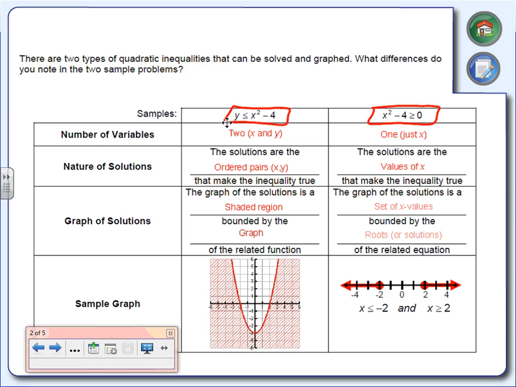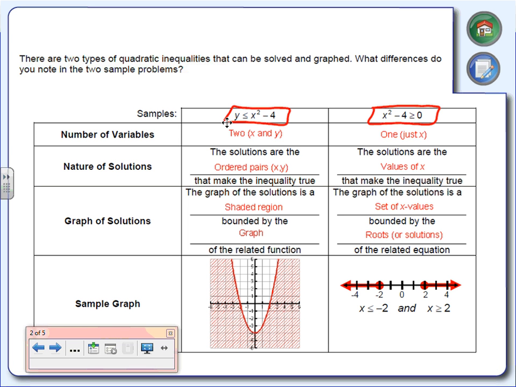The graph of the solution is a set of x values that's bounded by the roots, or the solution, to our related equation. So we're going to be looking for the roots or the solutions to our quadratic to help us find the set of x values that make it true. So again, they give you an example of what the graph is going to look like.